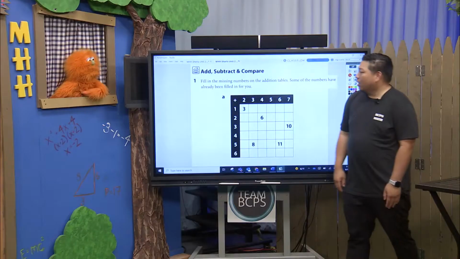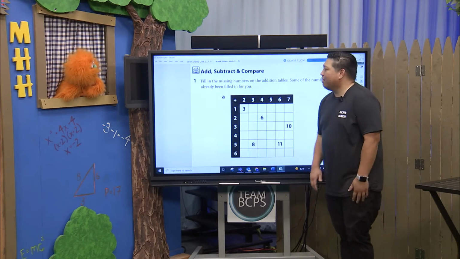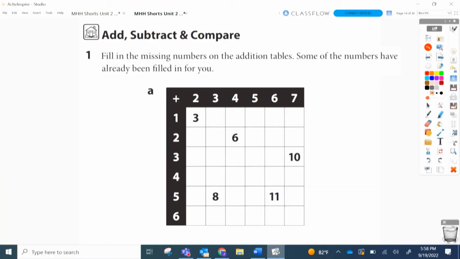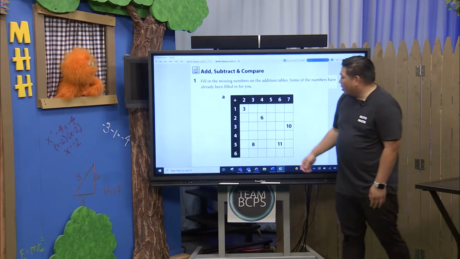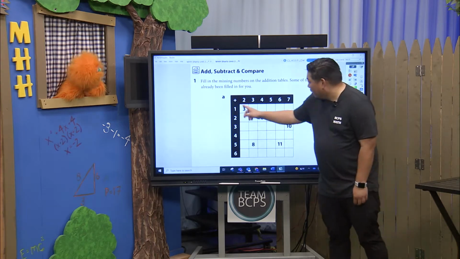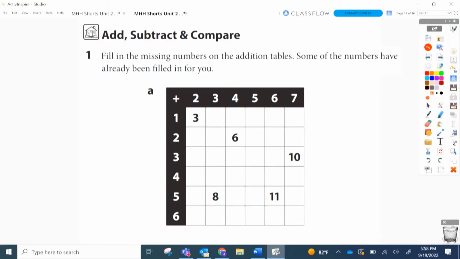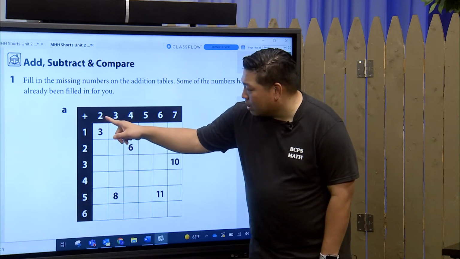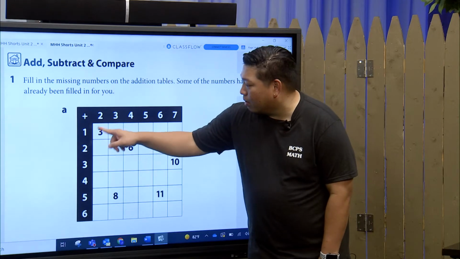All right. So this first question says, fill in the missing numbers on the addition tables. Some of the numbers have already been filled in for you. So we have 2 of these to do, and then I think we have 2 subtraction ones to do as well. Okay. On this addition table, we have a plus sign at the top left, meaning we're going to be adding these numbers. So we're going to go ahead and cross-reference it. The first one's done for us, where it says 2 and 1. 2 plus 1 is 3.